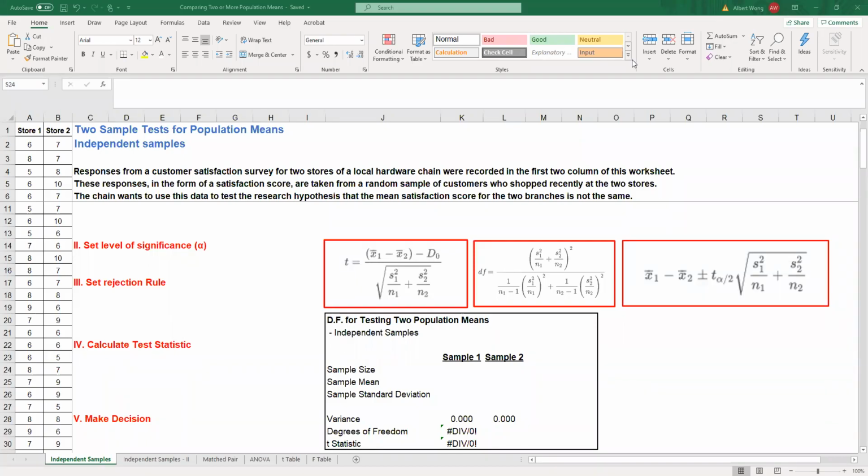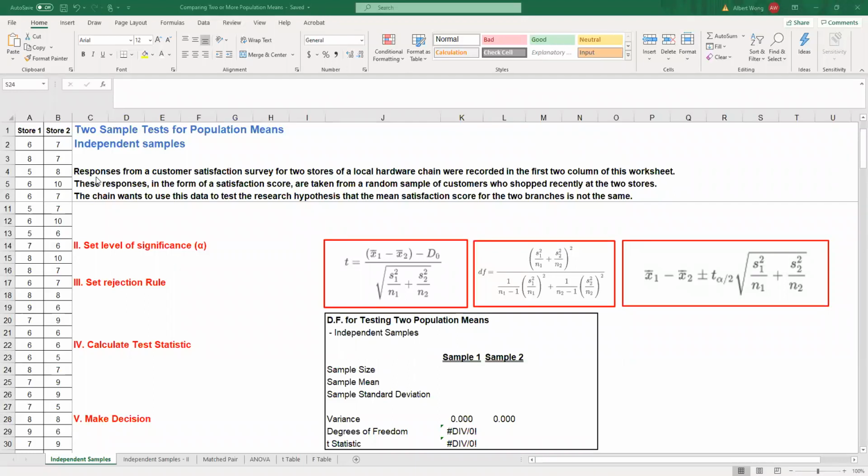In this video, we're going to show you how to perform two sample tests for population means under a couple of different scenarios. We're also going to show you, through example, how to compare means of 3 or more populations. So let's get started. The first example is about testing the population means when we have two independent samples.